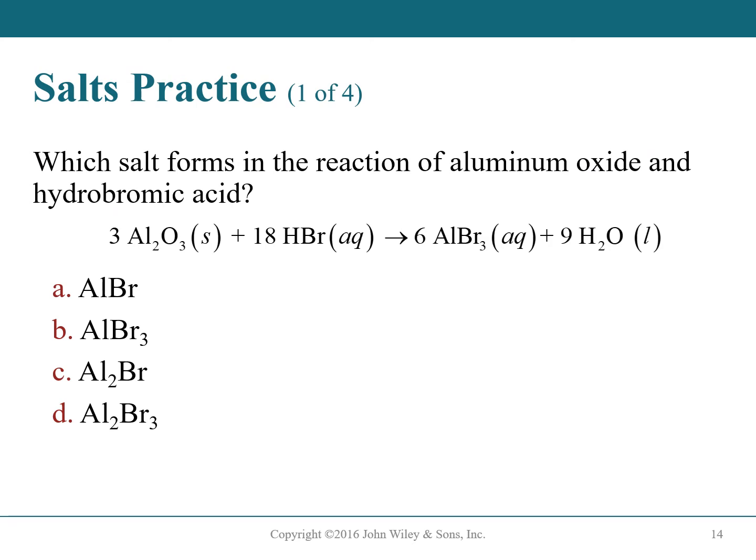So when we look at this reaction, which salt forms in the reaction of aluminum oxide and hydrobromic acid? So I form water and aluminum bromide. So this is my salt. These are all nonmetals. It's water. This is a molecular compound, right? So aluminum bromide right there. Okay.